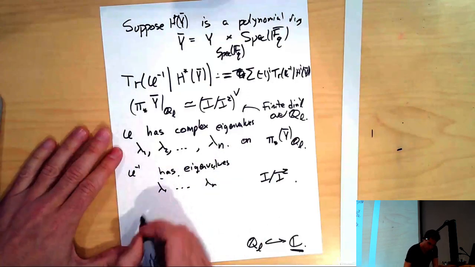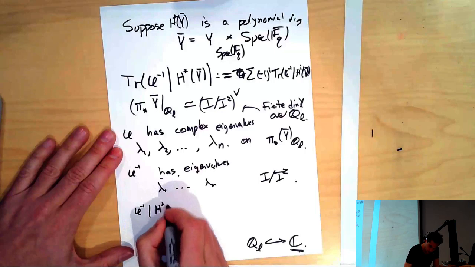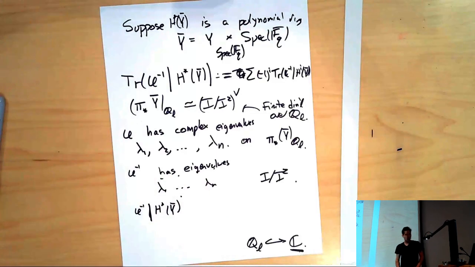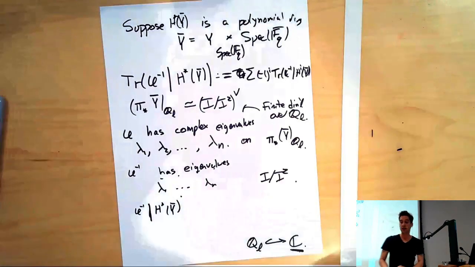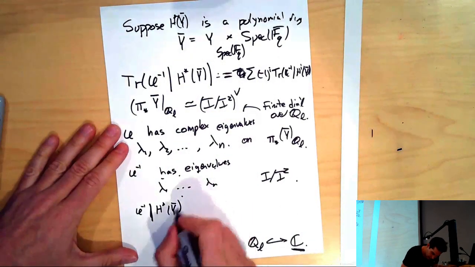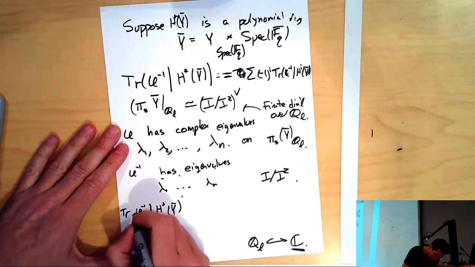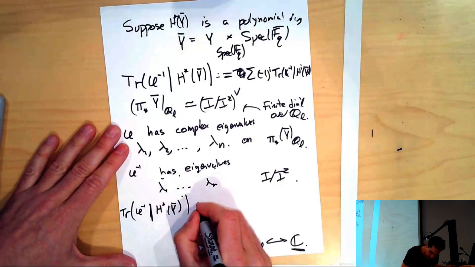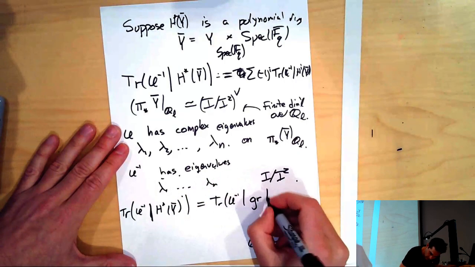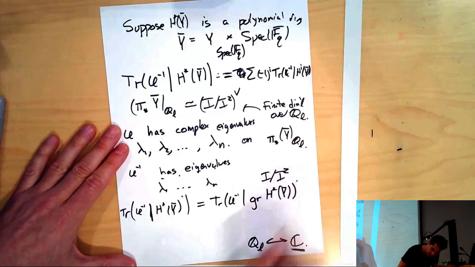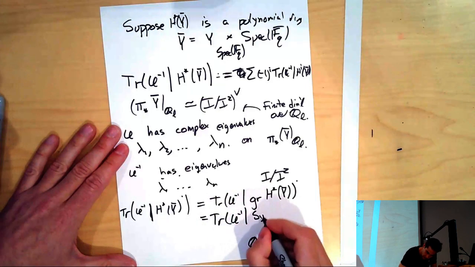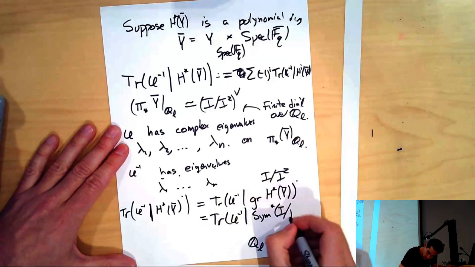Now, what about Frobenius acting on this cohomology ring of Y bar? What does that look like? Well, we have this I-adic filtration of the cohomology of Y bar, and trace is additive for exact sequences. So if I want the trace of Frobenius on this entire cohomology ring, that's the same as the trace of Frobenius on the associated graded of that cohomology ring with respect to its I-adic filtration. And therefore, it's the trace of Frobenius inverse on the symmetric algebra of I mod I squared.